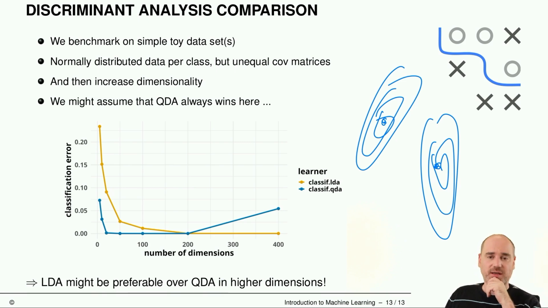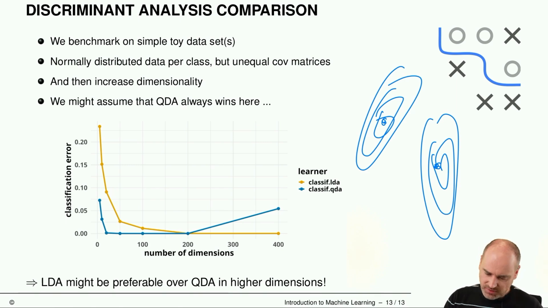So that's actually the assumption of QDA, right? Conditional normal distributions per class, but unequal covariance structure. I'll now sample from this in multiple dimensions: 2, 5, 50, 100, 200, up to 400. I'll construct an LDA model and a QDA model, cross-validate both, and figure out how well they work and compare them. At first glance, the assumption would be that QDA should always be better here, right? Because the data generating process matches the assumptions of QDA, but not of LDA. But something slightly different happens.